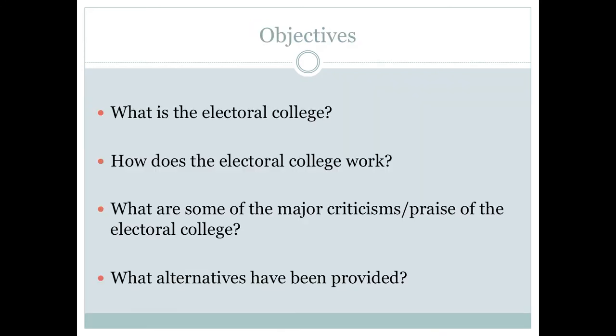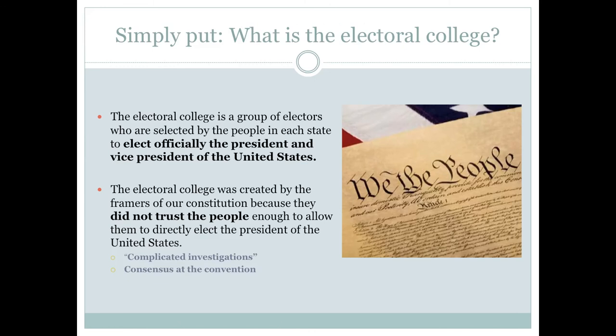So let's start with the basics here. The Electoral College, as I said a few times now, is the group of people, electors, who are selected by the people in each state. Every state has a different way of choosing these folks, and their job is to officially choose the president and the vice president of the United States. But we'll soon learn how this works.